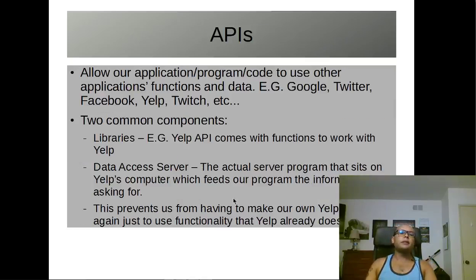Okay, now you're going to hear a lot about these things called APIs. This is very important too. APIs allow our application, program, or code to use other applications, functions, and data. So, for example, Google, Twitter, Google Maps, Facebook, Yelp, Twitch, etc. They all have APIs. And the two common components of APIs are libraries. So, for example, Yelp API comes with functions to work with Yelp. So if I go to GitHub and I download the Yelp C# API, it's going to be pre-written C# code that allows my program to plug in and work with Yelp's server, basically, to use Yelp's functions, such as pulling down Yelp reviews or location information or white page business information.